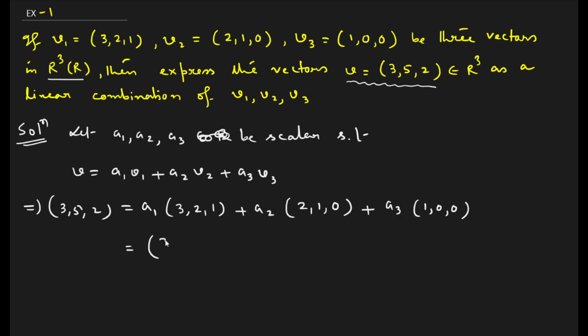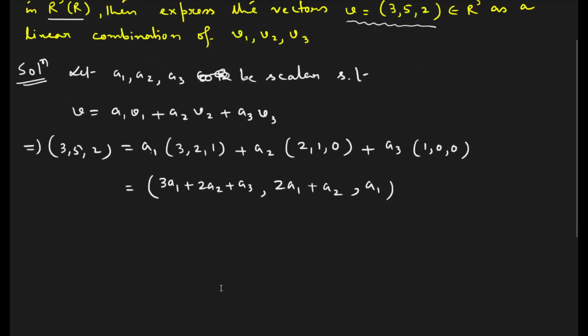So what we'll get: 3a1 + 2a2 + a3. Okay, that's the first element. Then we write the second element: a1 into 2 plus a2 into 1 plus a3 into 0, so it will be 2a1 + a2. Finally, a1 into 1, a2 into 0, a3 into 0, so only a1 we get. After that, what to do? Now we have to compare the left side and the right side.